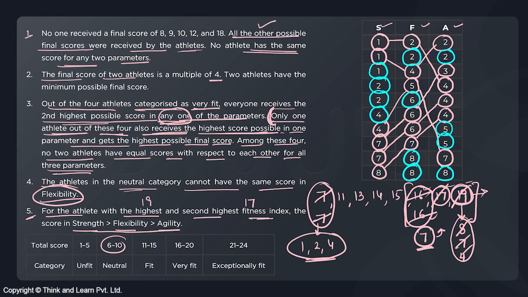You will clearly see that 13 can only be made in just one way. There is no other way through which you would be able to make 13.